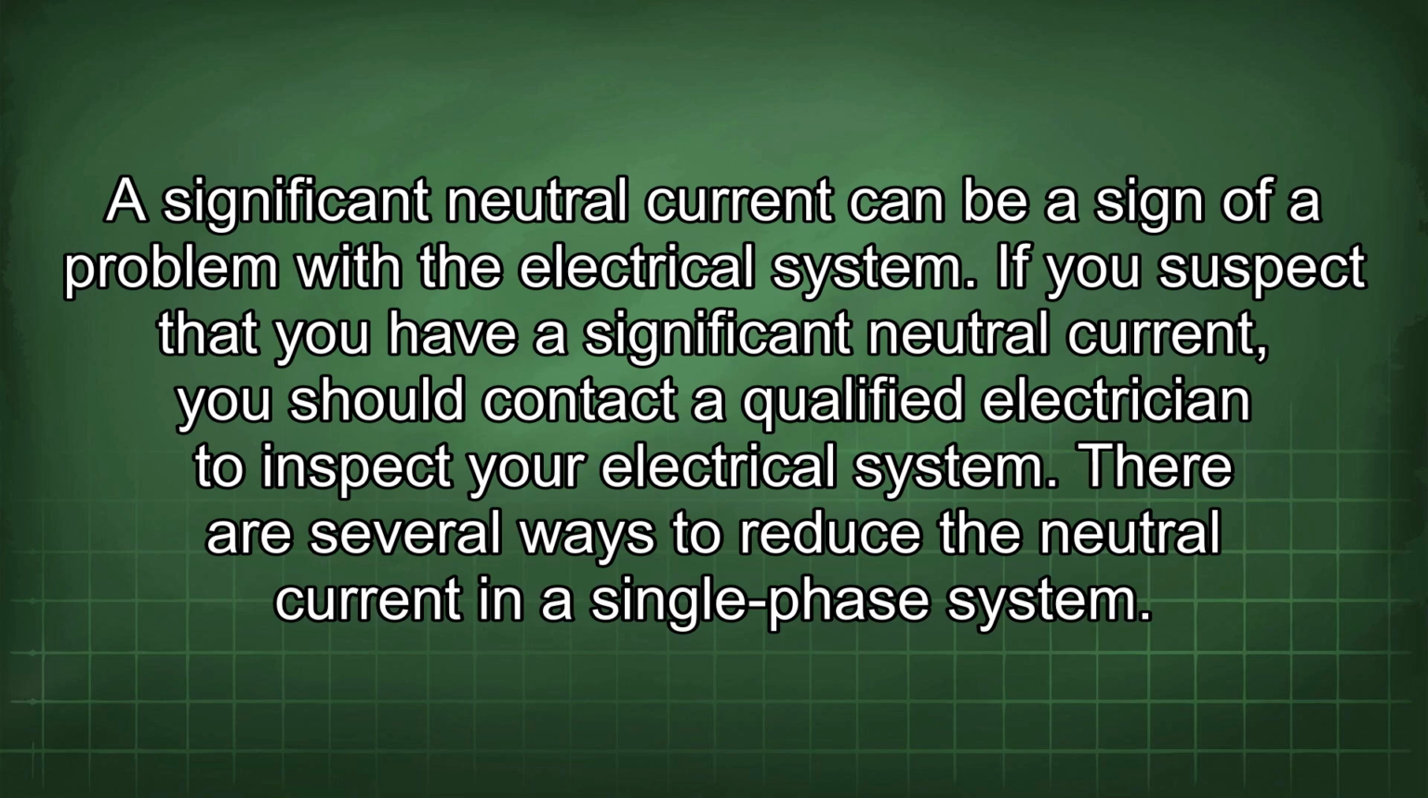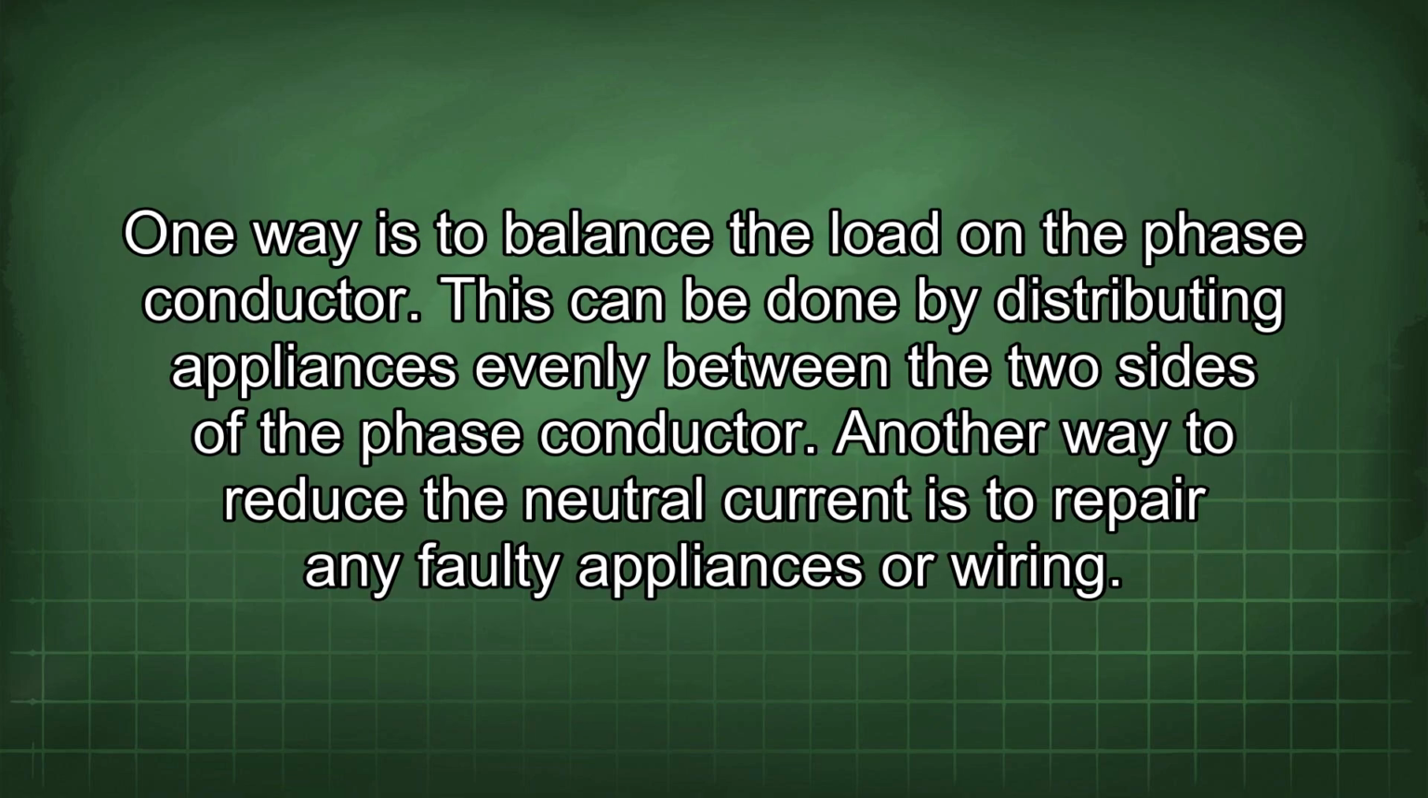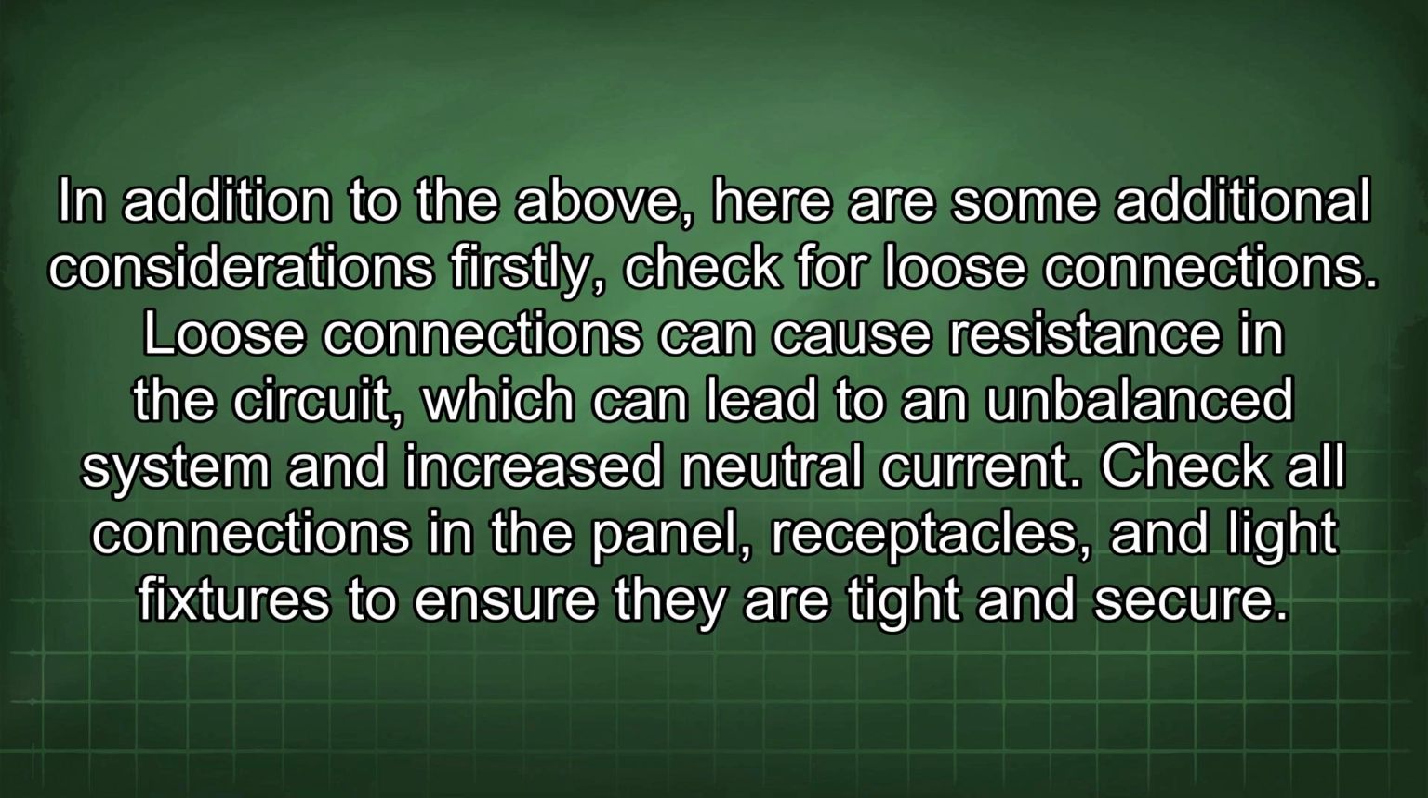There are several ways to reduce the neutral current in a single-phase system. One way is to balance the load on the phase conductor. This can be done by distributing appliances evenly between the two sides of the phase conductor. Another way to reduce the neutral current is to repair any faulty appliances or wiring. In addition to the above, here are some additional considerations.